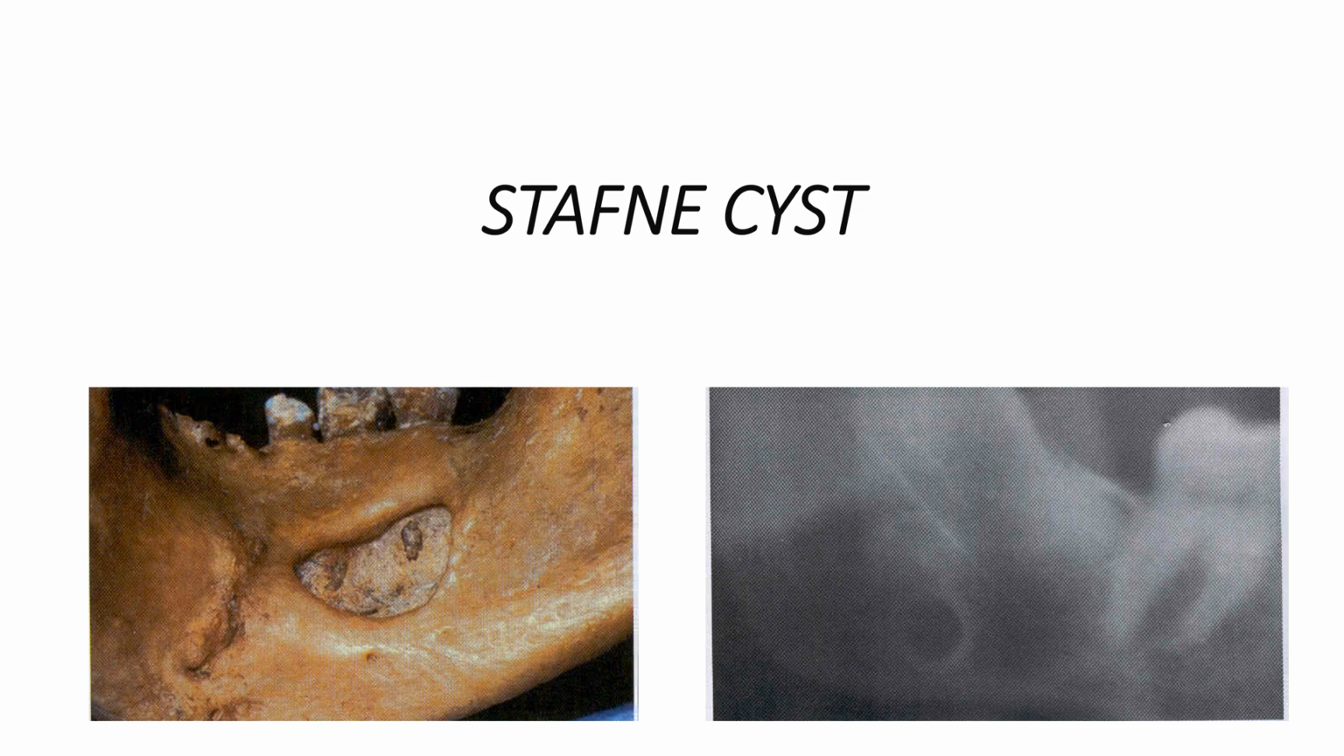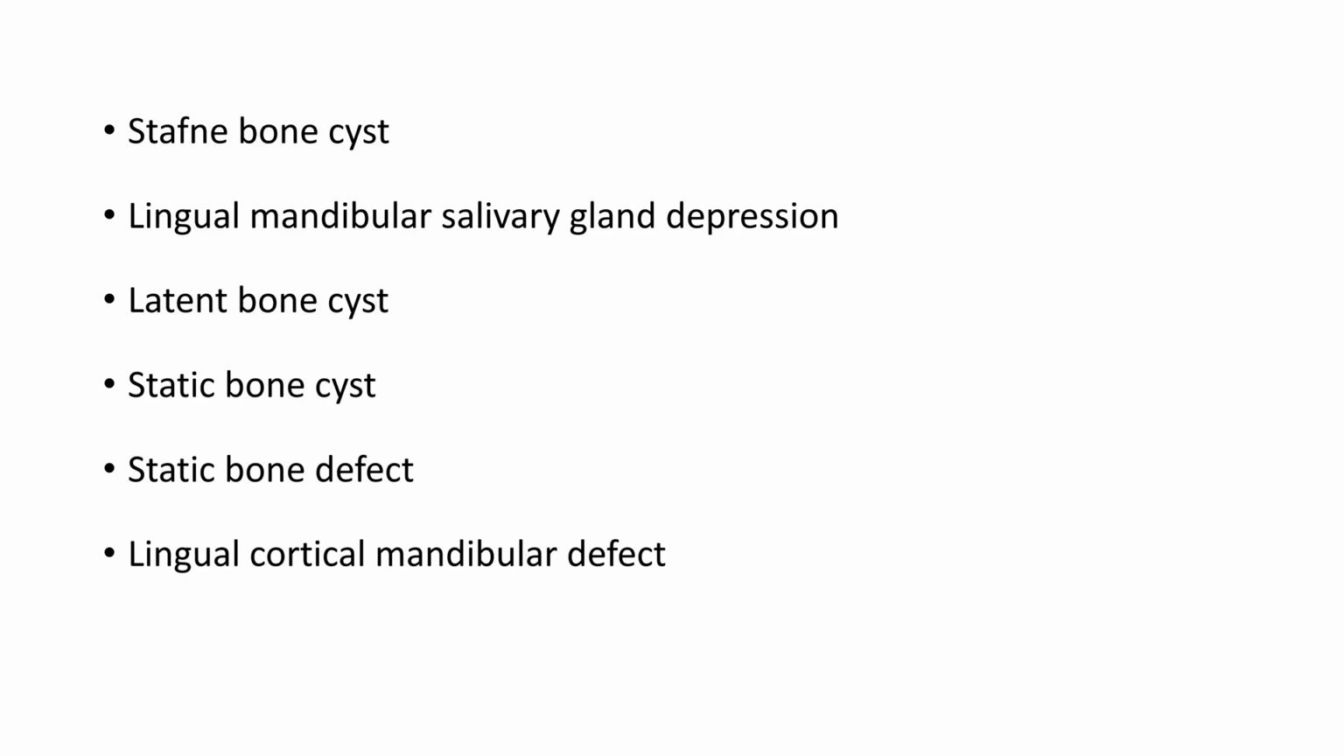The next developmental disturbance of the salivary gland is the Stafne cyst. These are some other names for Stafne cyst: Stafne bone cyst, lingual mandibular salivary gland depression, latent bone cyst, static bone cyst or static bone defect, and lingual cortical mandibular defect.